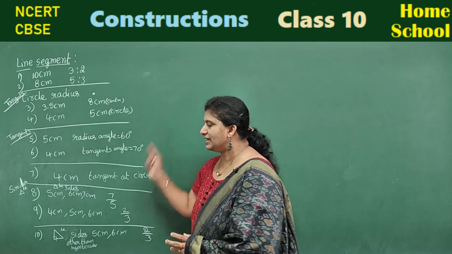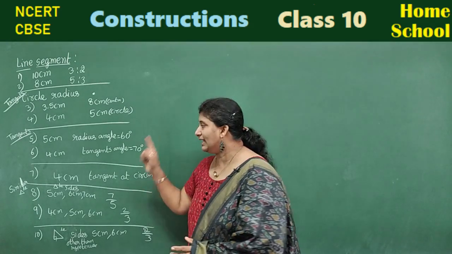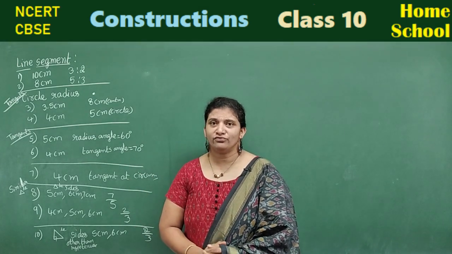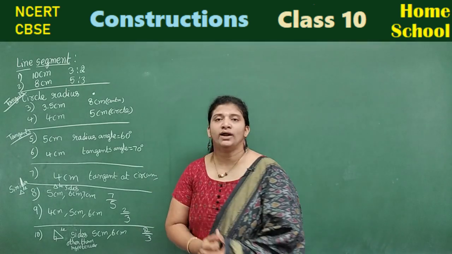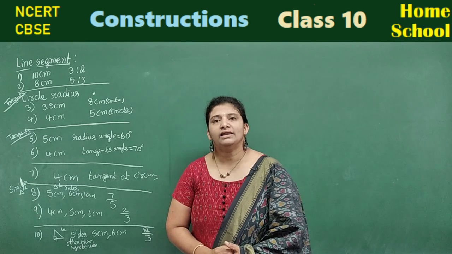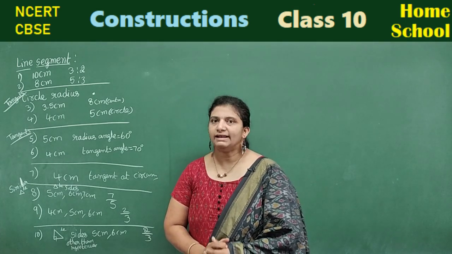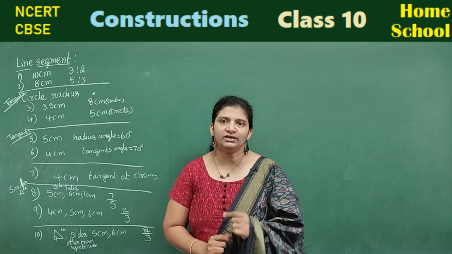So you can see a list of problems. If you are able to solve these 10 constructions perfectly, definitely you are going to score full marks in constructions. The list of questions that I have written on the board are collected from the previous year question papers. Okay, let's see for 2 marks. What are all the chances of questions you may get in 2 marks?